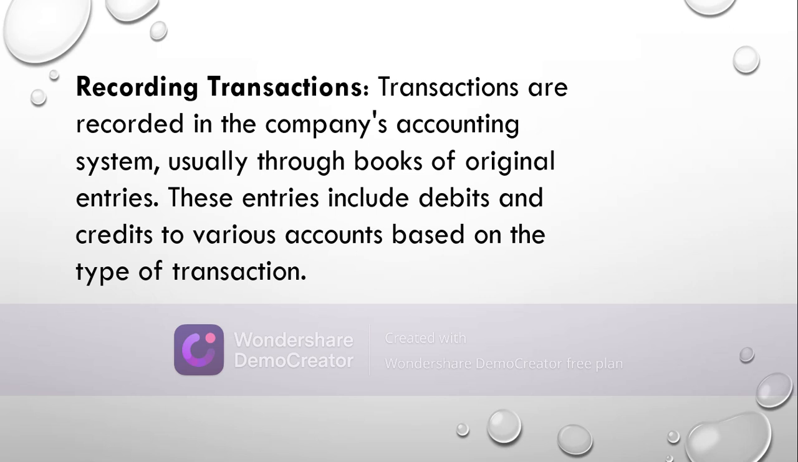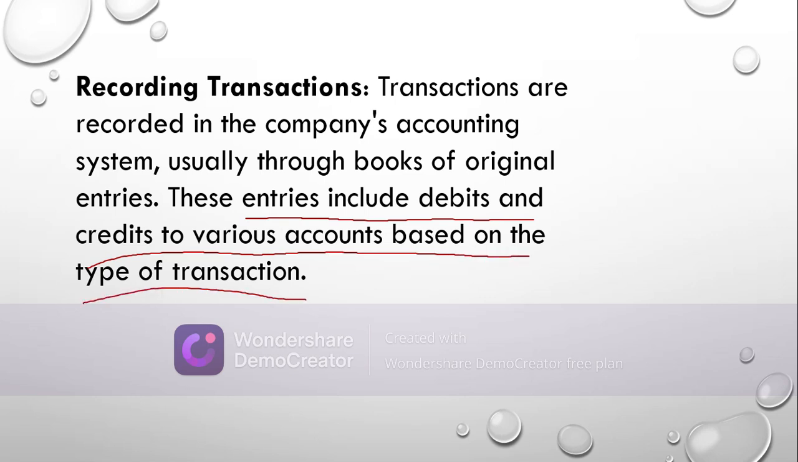Now, the second step is recording transactions in the books of original entry. And the books of original entry are entries that include debits and credits to various accounts based on their types of transaction. And these types of transaction could be cash basis or credit basis. Whichever basis you use, you are meant to record it in the books of original entry.